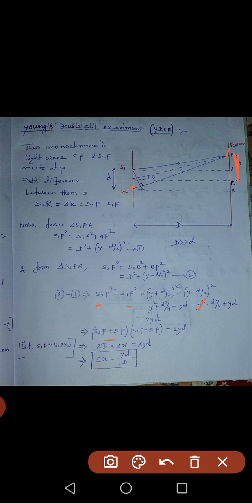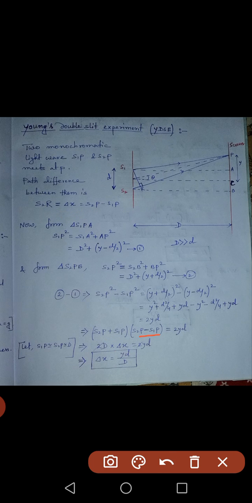We can use the a plus b into a minus b formula. There is some approximation, because I told you that this separation d is very small, on the order of a few millimeters. But not in this case, because this is the path difference, S2P minus S1P, delta x. So here we are not using the approximation, we will keep it as delta x. The approximation we use is here.